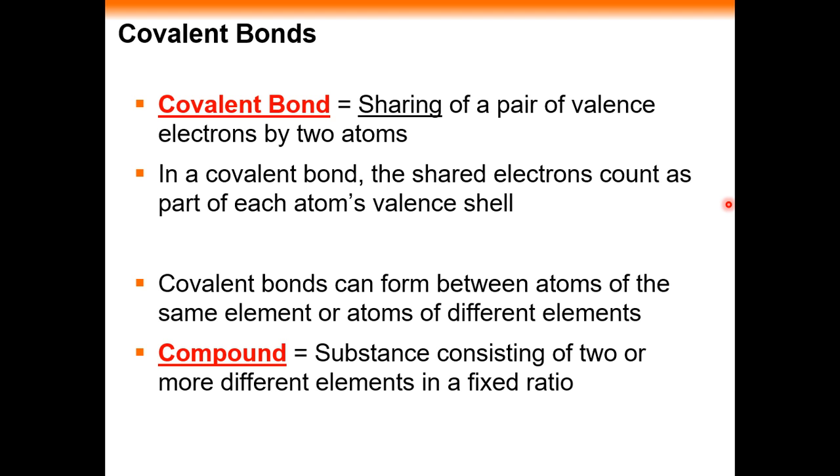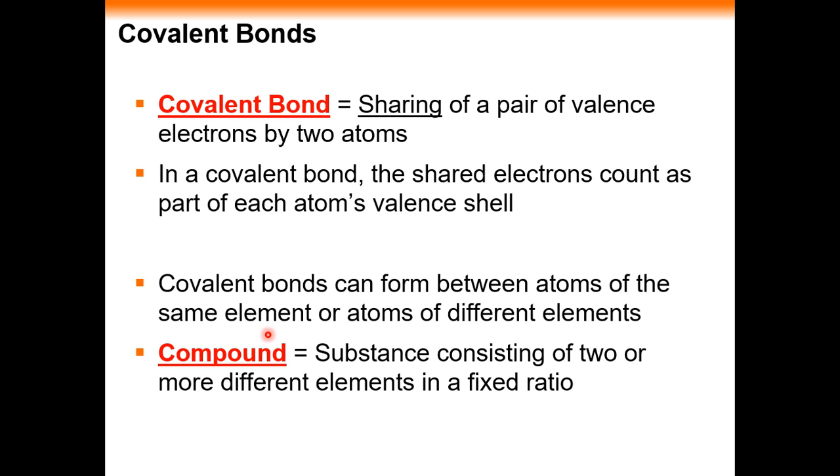Covalent bonds can be formed between atoms of the same element, like hydrogen and a hydrogen, or between different elements, like a hydrogen and an oxygen, like what happens in water.